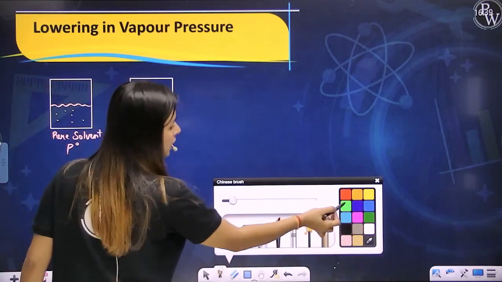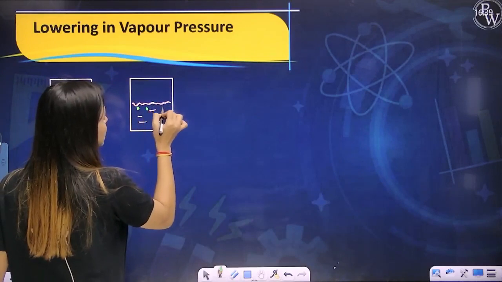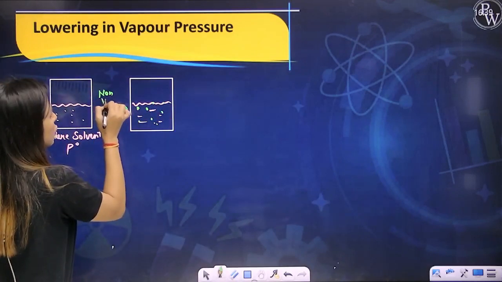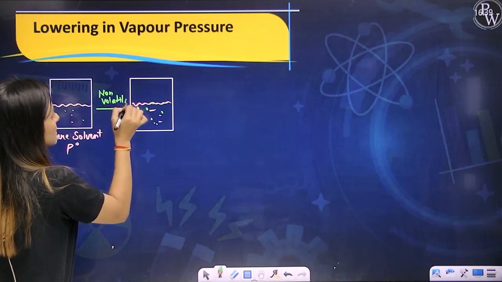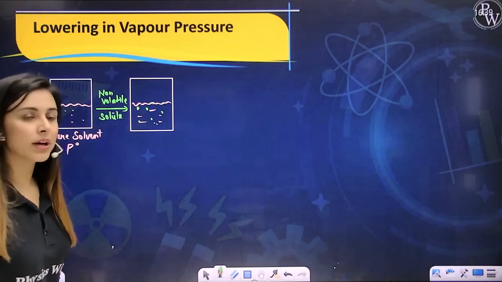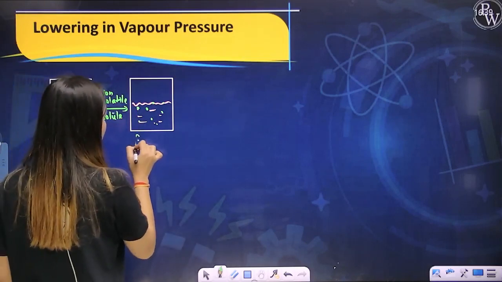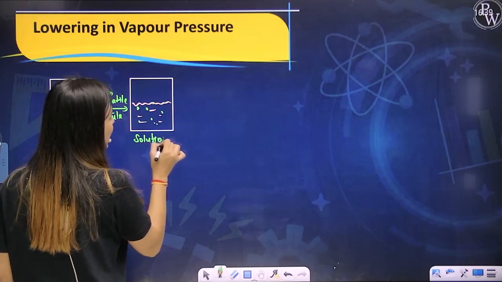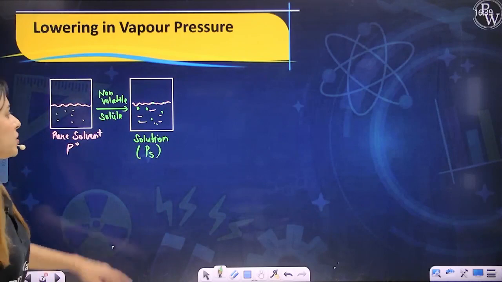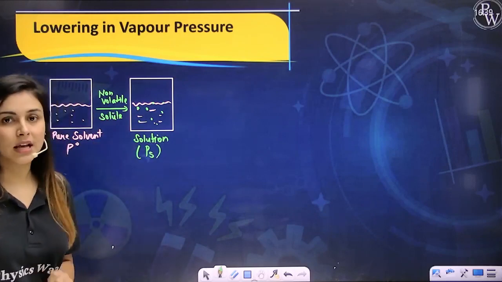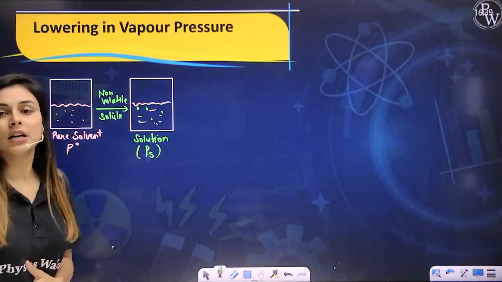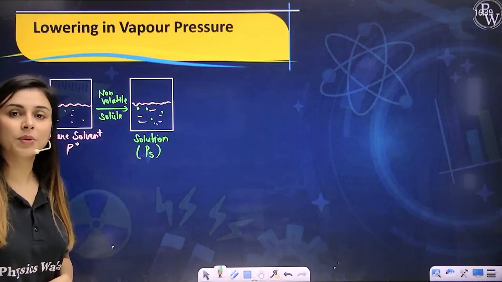In the second container, you had this pure solvent, and you added some non-volatile solute to it. So now it is a solution, and let us say the vapor pressure of this solution is PS. Initially, you had a pure solvent whose vapor pressure was P naught, and then you had a solution whose vapor pressure came out to be PS.